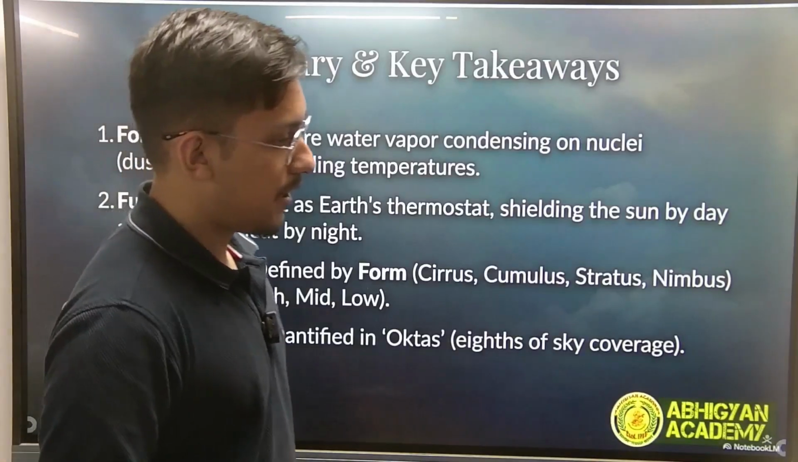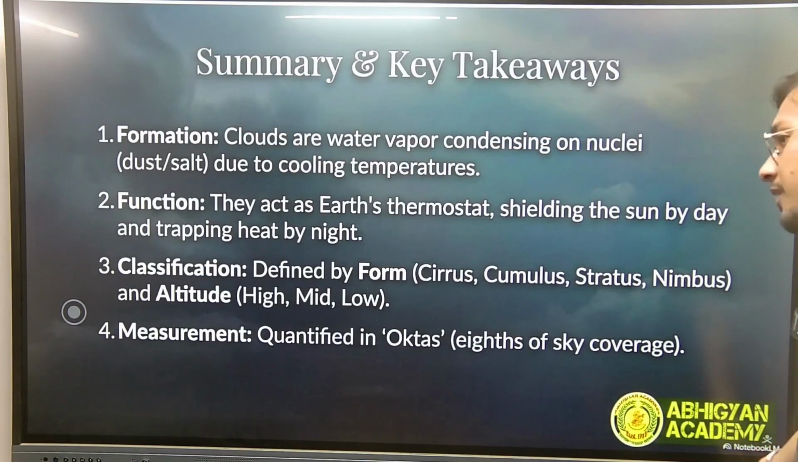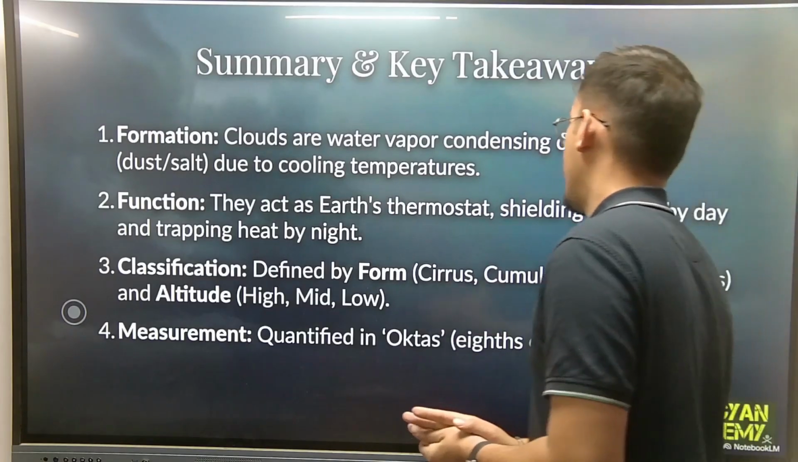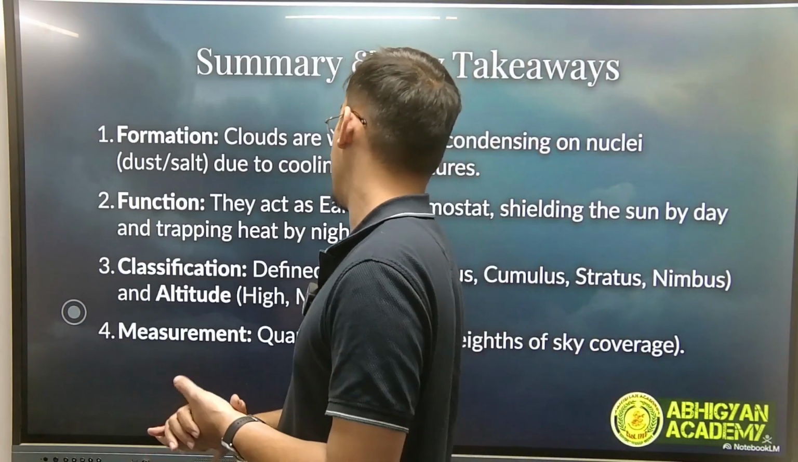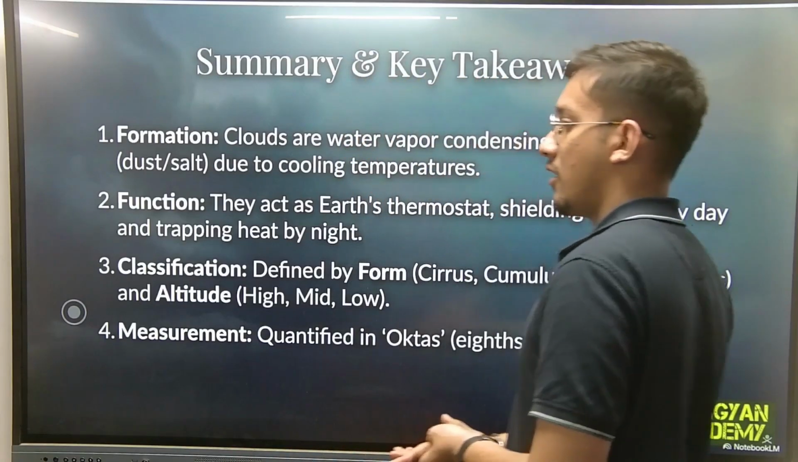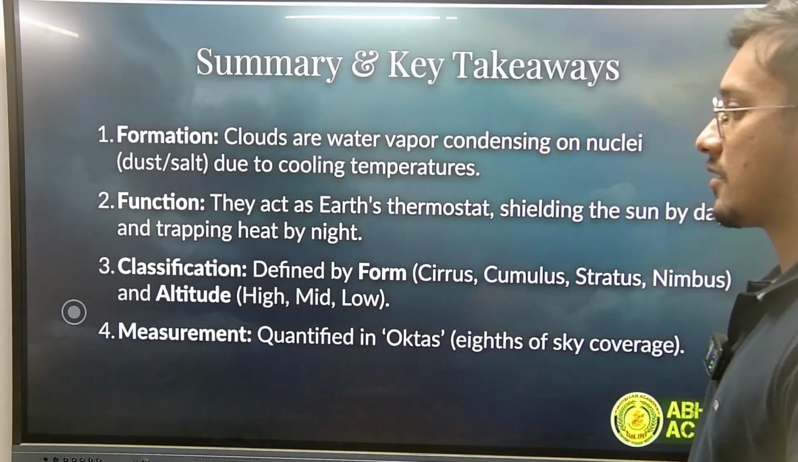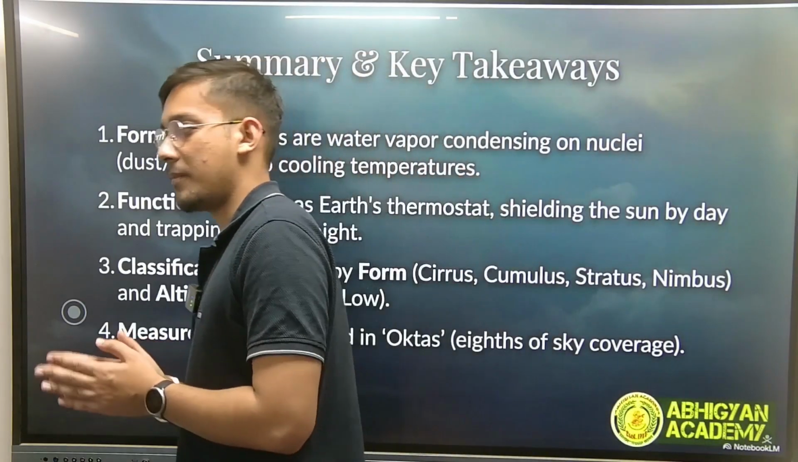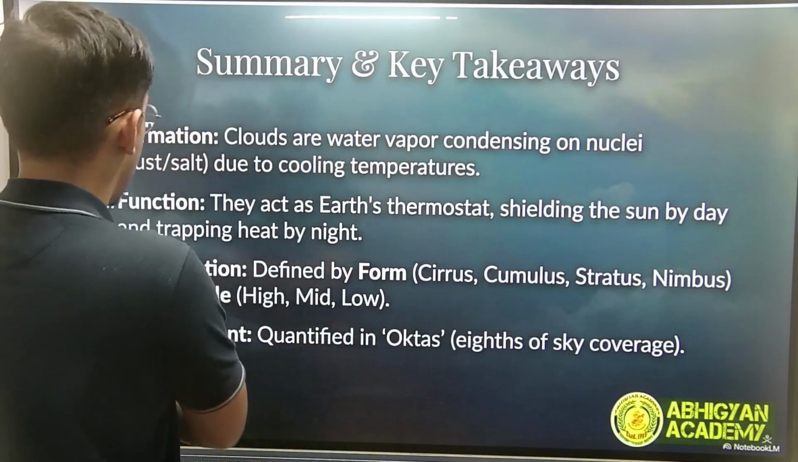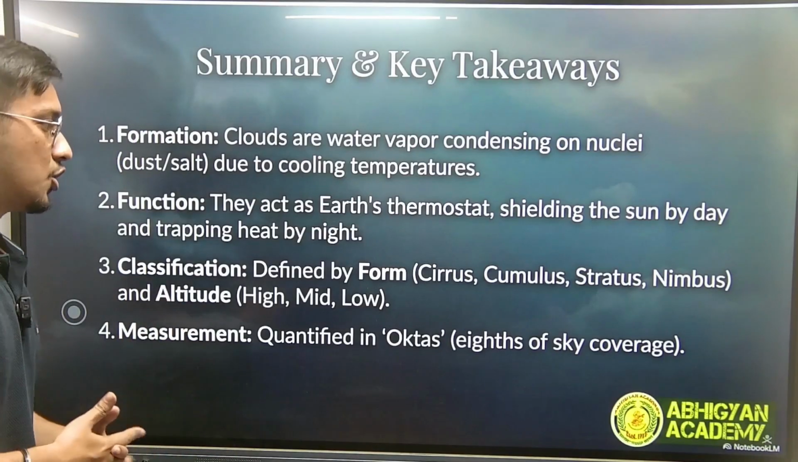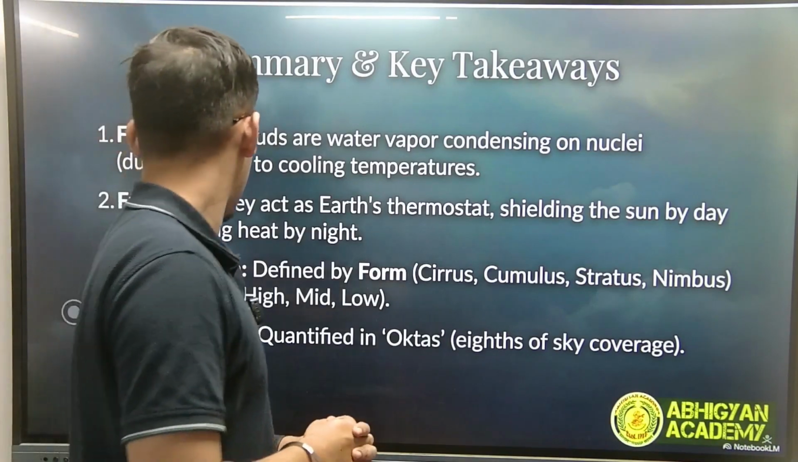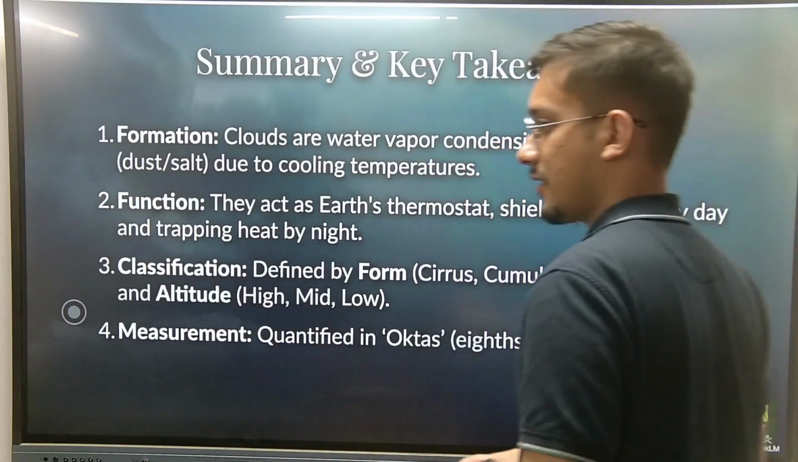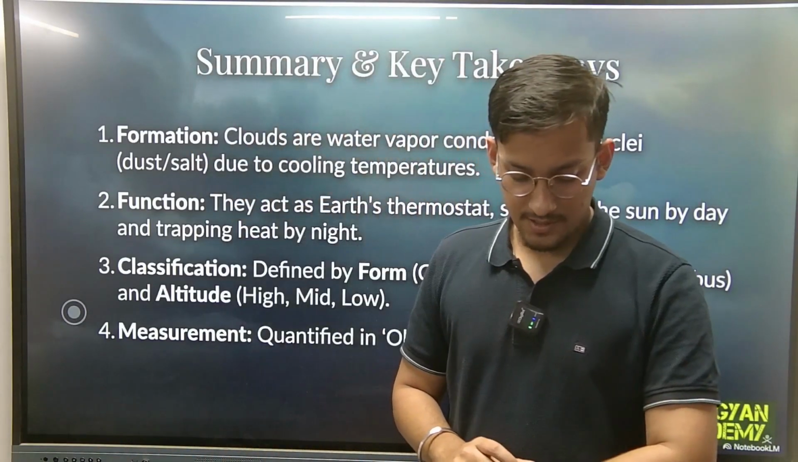Now we come on to the summary and the end of the chapter. Firstly, we have formation. Clouds are water vapor condensing on nuclei due to cooling temperatures. Then we come on to function. They act as Earth's thermostat, shielding the sun by day and trapping heat by night. Classification: it's defined by form, cirrus, cumulus, stratus, and nimbus, and by altitude, high, mid, and low. It's measured in octas. So with this, we have come to the end of today's short lecture.